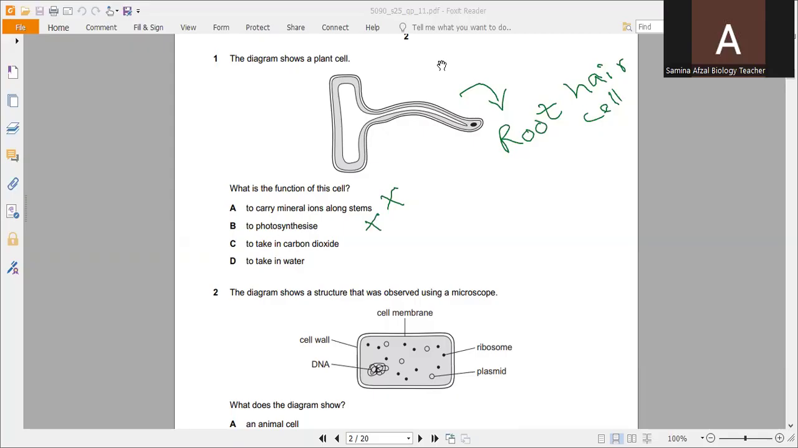To take in carbon dioxide. Carbon dioxide enters through stomata, not through root hair cells into the soil. So to take in water, yes, this is the correct option. The root hair cells absorb water from the soil, and the shape of this cell is to increase the surface area for more absorption. So D is the correct option.